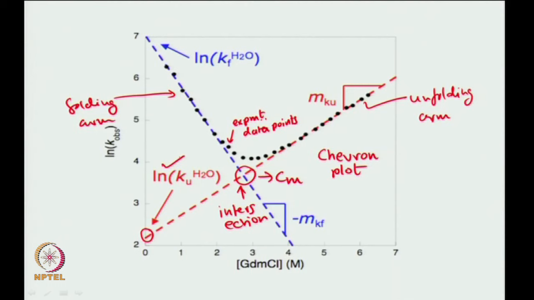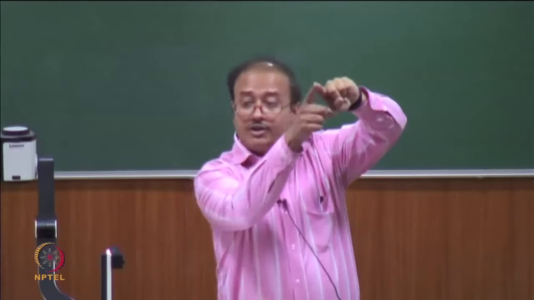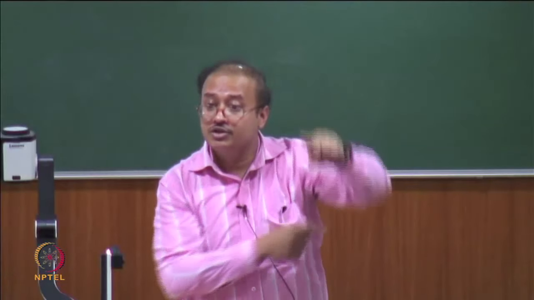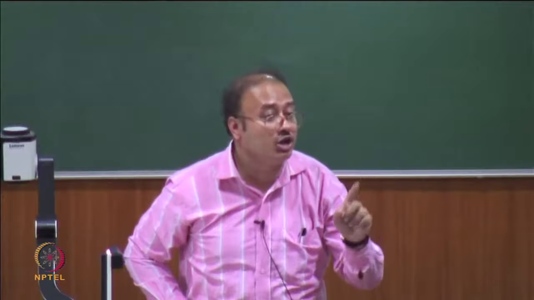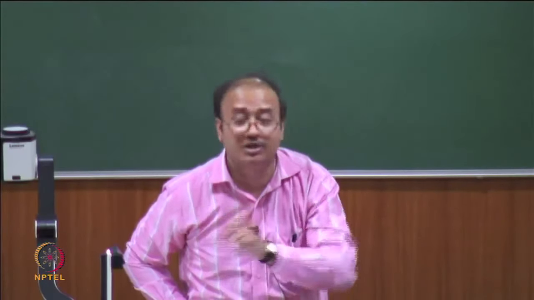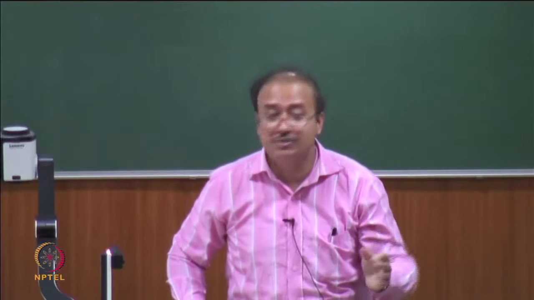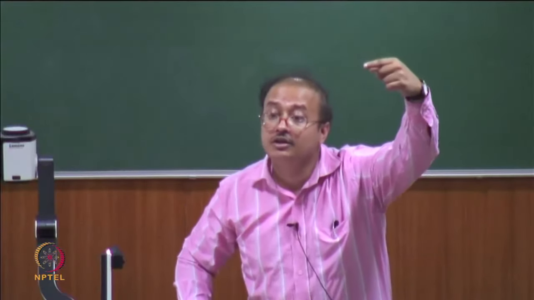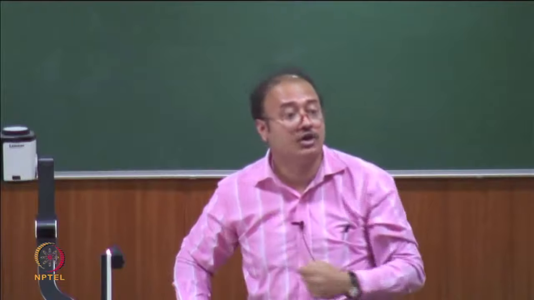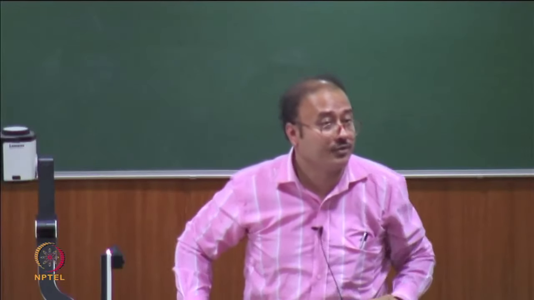What are you talking about? One is the difference between the transition state and the folded state, or the transition state and the unfolded state. That is why, if it is ln Ku, you are talking about mKu, because it is the unfolding arm. And if it is ln Kf, you are looking at the folding arm, that means you are going from the unfolded to the transition state and then to the folded state, so you are talking about mKf. Okay.